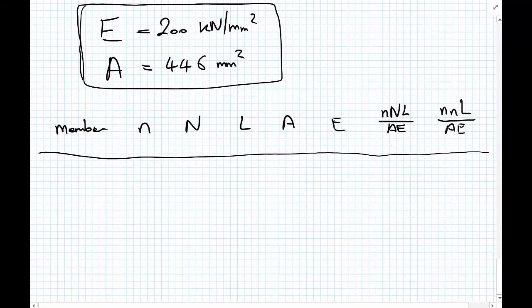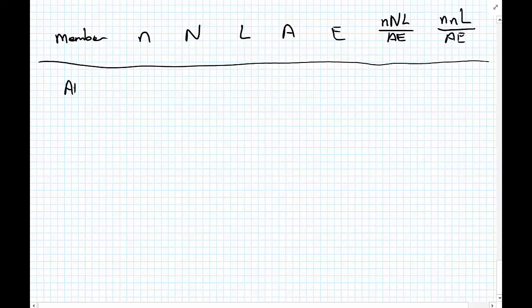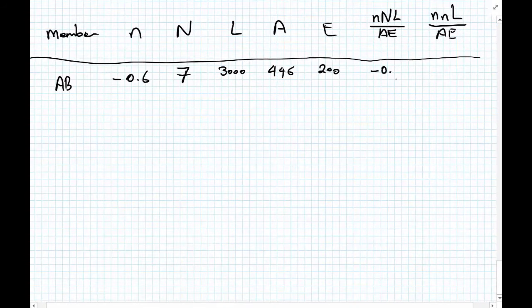So we can now fill out our table. We have member AB, and we remember that the force in AB due to the unit load was minus 0.6. The force in the primary structure was 7 kilonewtons. The length of AB will be 3,000 millimeters. The area will be 446 millimeters squared, and the Young's modulus is 200 kilonewtons per millimeter squared. And finally, performing the calculation of N times n times L divided by AE gets us minus 0.141. And let's draw some vertical lines on this table.